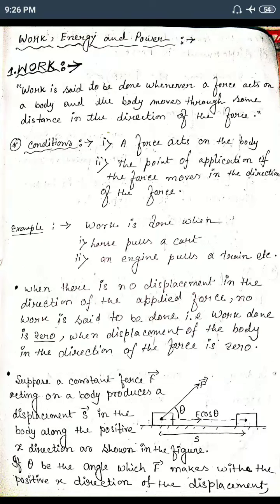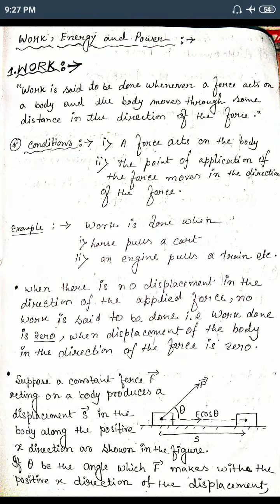There are many examples of work done. Here I will write only two. If the body is displaced when a force is applied, then there is work done. Examples: a horse pulls a cart, an engine pulls a train or a bus. Or whenever you pull a box, or displace a table or chair from its position by applying an external force, that is work done.